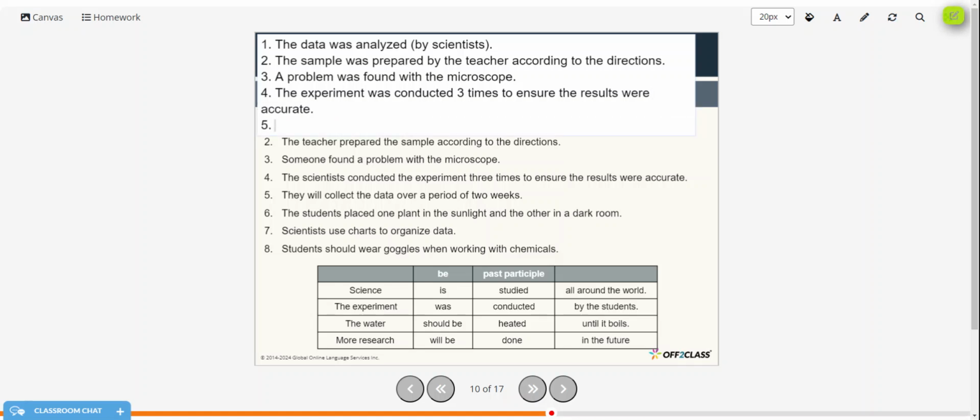"They will collect the data over a period of 2 weeks." So we say the data will be collected over a period of 2 weeks. "The students placed one plant in the sunlight and the other in the dark room." So one plant was placed in the sunlight and the other was placed in a dark room.